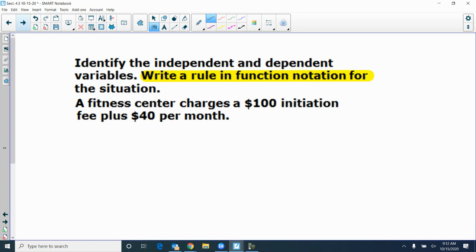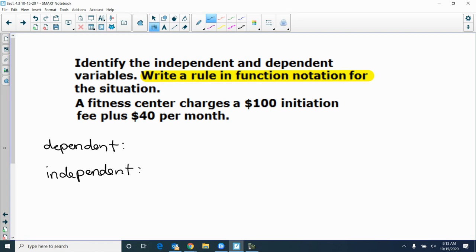Identify the independent and dependent variables. Write a rule in function notation. I'll show you what that means. A fitness center charges a $100 initiation fee plus $40 per month. So we have the dependent variable and the independent variable. All right, what do you think?